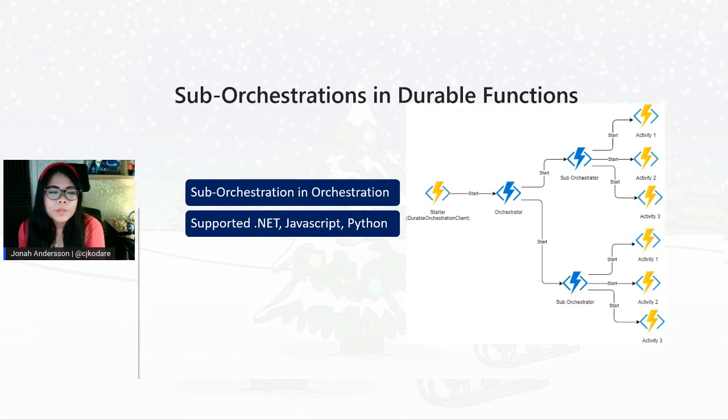So for example, you can have sub-orchestrators in your orchestrator. Just like this, you can have an orchestrator with 2 sub-orchestrators, and each sub-orchestrator has its own workflow where it executes different types of activities or different tasks. And it supports .NET, JavaScript, and Python.